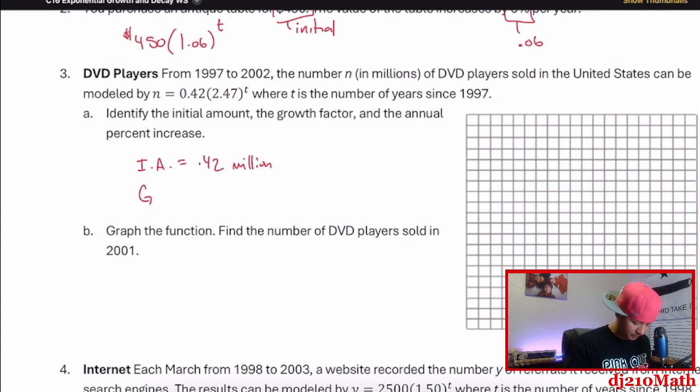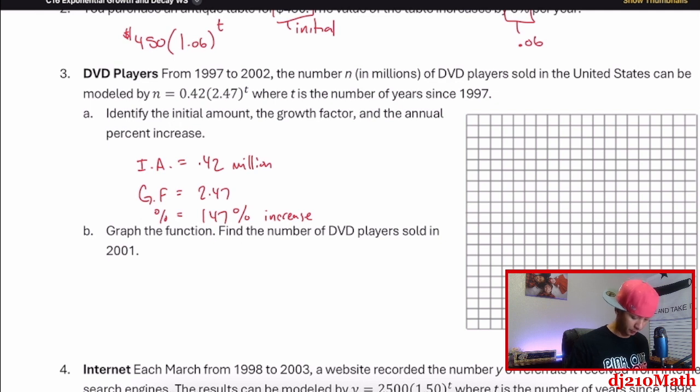The growth factor is going to be 2.47. So 247% technically. And t is the number of years, and the annual percentage increase. Okay, so the annual percentage increase. So you've got to compare this to 1. Right? The percentage is going to be compared to 1, 147%. Right? 147% increase. Okay. Graph the function, find the number of DVD players sold in 2001.